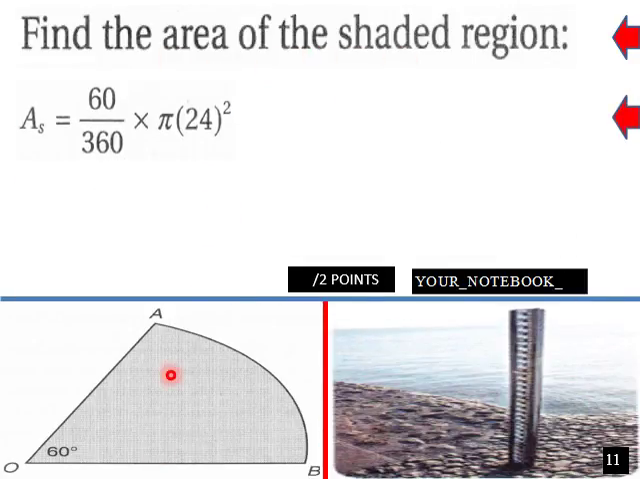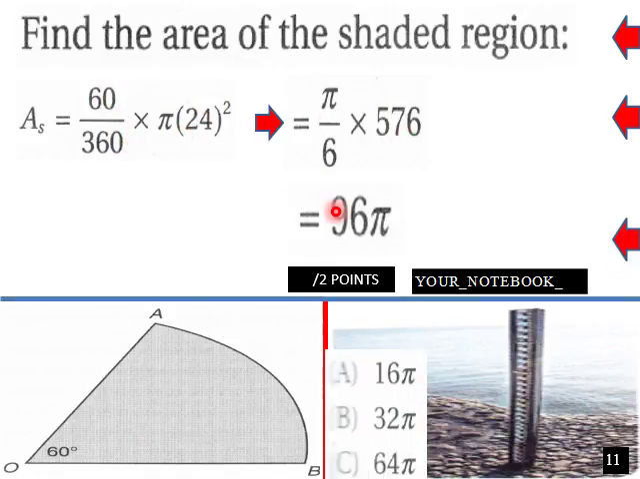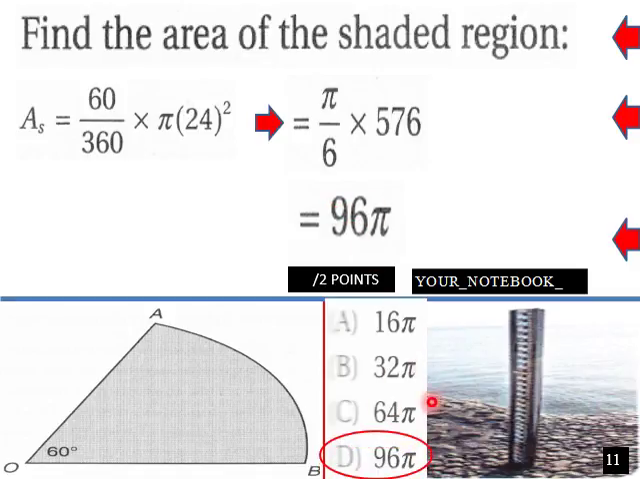Find the area of the shaded region. So we have a shaded region here. So it is 60 over 360 times pi, and then we figured out our r here was 24, squared. So this would be pi over 6 times 576, which would equal 96 pi for the area of this section.